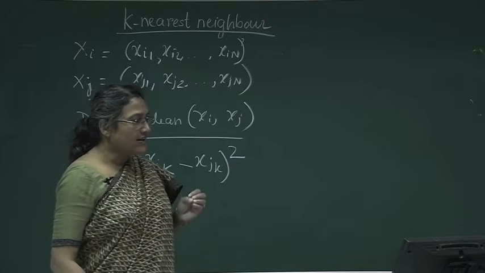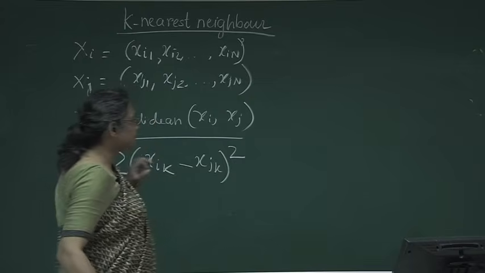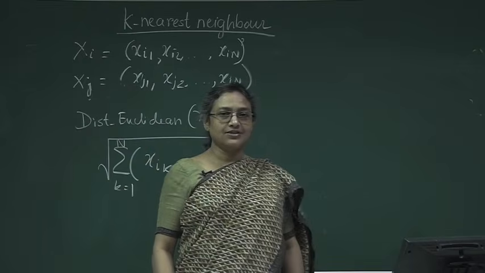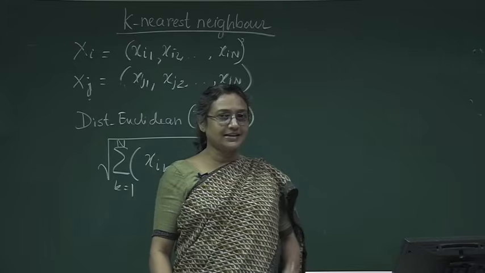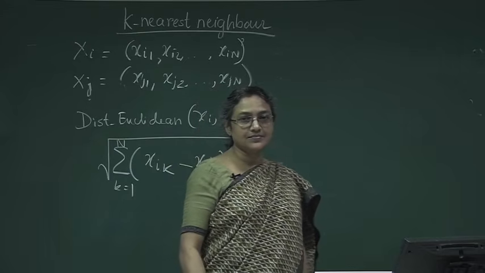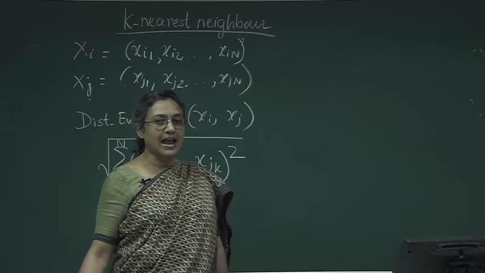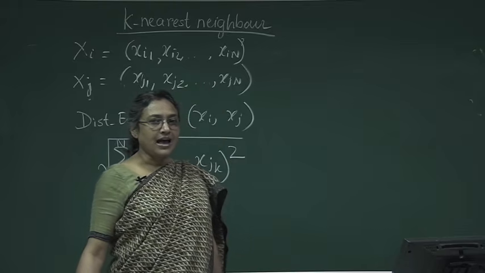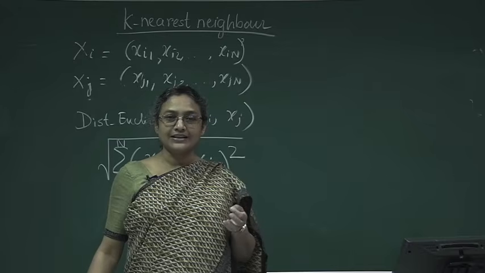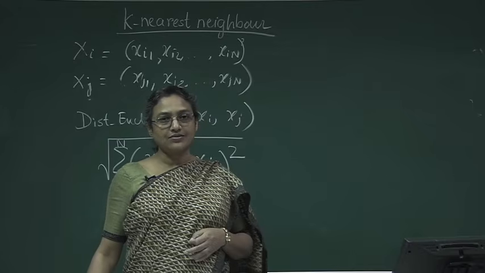So, we can find the Euclidean distance from a test point to all the points that we have got from training and select the point which has the smallest Euclidean distance. When we take k to be more than 1, if it is a regression problem, we can take the average of the values.